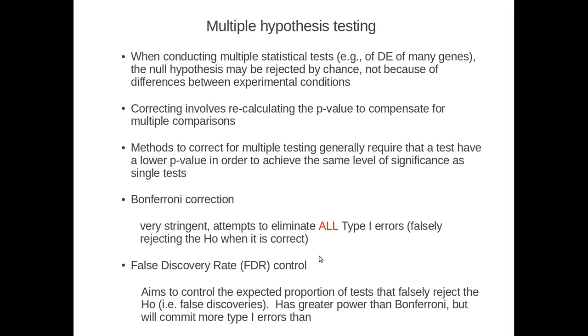What's more generally adopted in RNA-seq analysis is the false discovery rate control, which has greater power than Bonferroni and will commit some type 1 errors, but you're more likely to still retain enough genes to draw some conclusions about differential expression. And it does this by aiming to control the expected proportion of tests that falsely reject the null hypothesis.